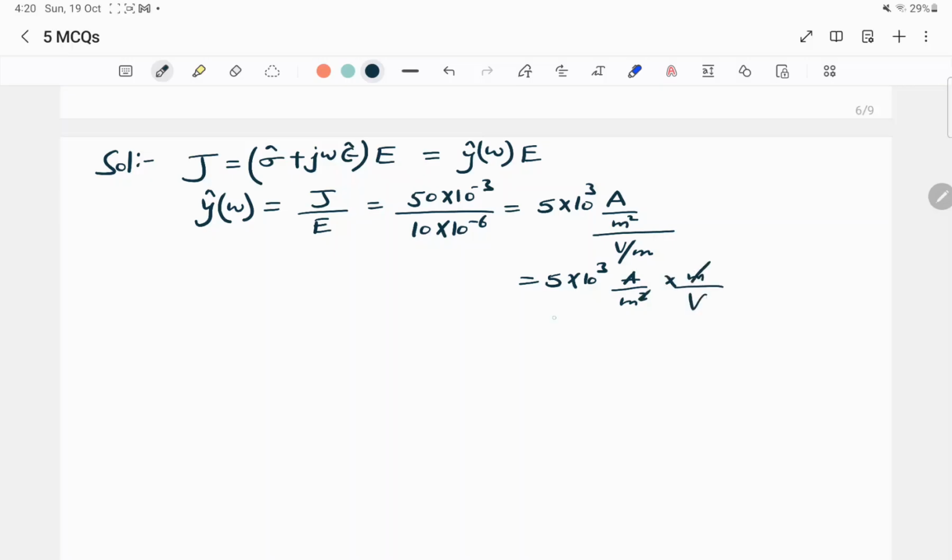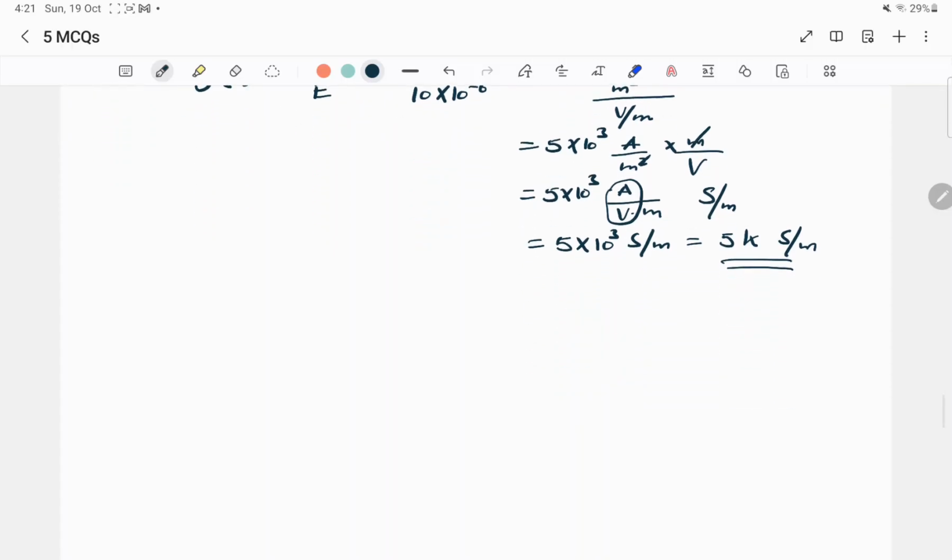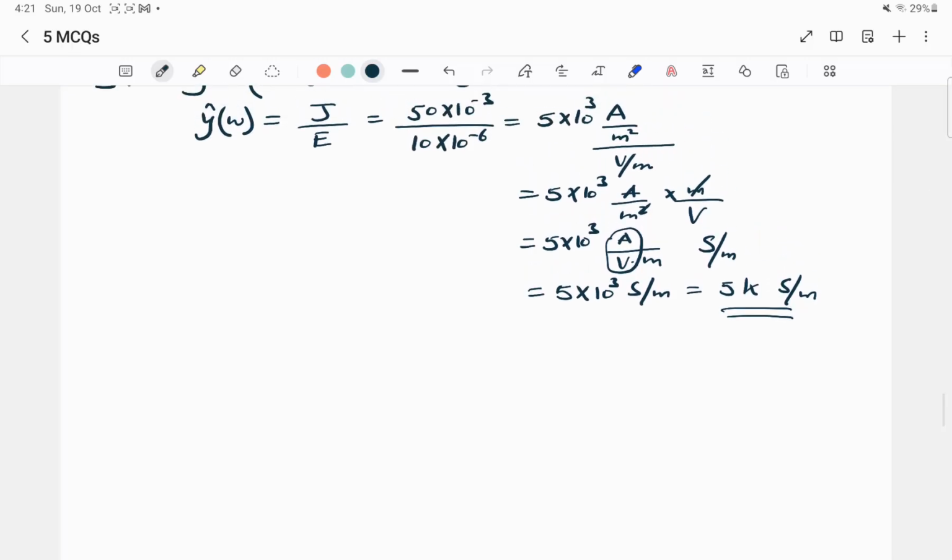So 1 meter cancels out, and you are left with ampere per volt meter. So ampere per volt can be written as Siemens per meter. So the correct answer is 5 into 10 to the power 3 Siemens per meter, or 5 kilo Siemens per meter. Okay, so the answer for admittivity, you have got it as 5 kilo Siemens per meter. Now you have been asked to find the conductivity of the medium at 9 gigahertz.